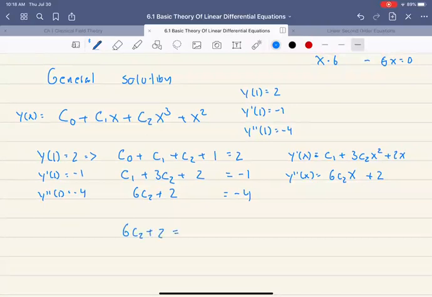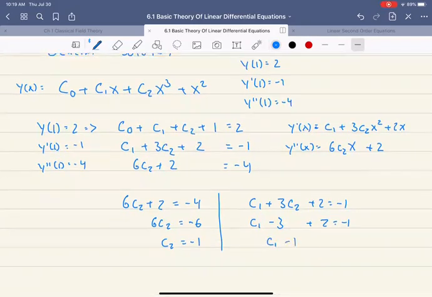So 6C2 plus 2 equals negative 4. 6C2 equals negative 6. C2 equals negative 1. Okay. C1 plus 3C2 plus 2 equals negative 1. I'm going to plug that negative 1 in. C1 minus 3 plus 2 equals negative 1. C1 minus 1 equals negative 1. So C1 equals 0.